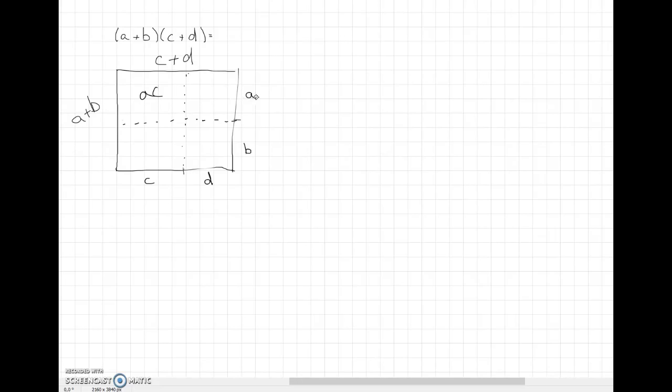The area of this part is a times c. The area of this part is a times d. The area of this part is b times c. And the area of this part is b times d. This tells us that the area should also be ac plus ad plus bc plus bd. And that gives us a way to multiply out these brackets. We multiply a with c. We add to that the multiplication of a and d. We add bc, and then we add bd.